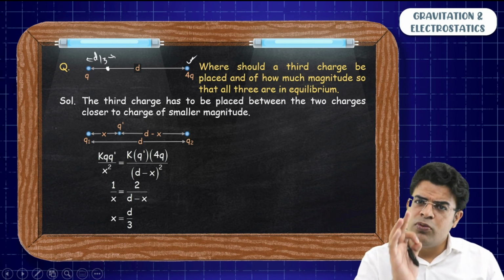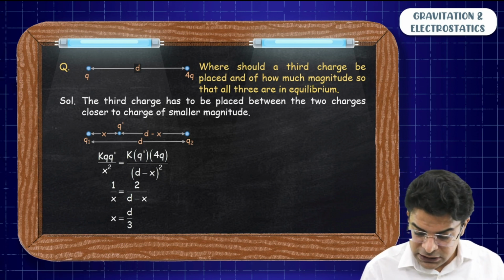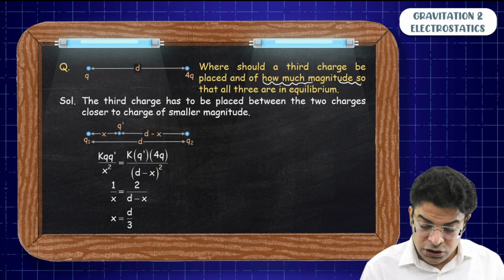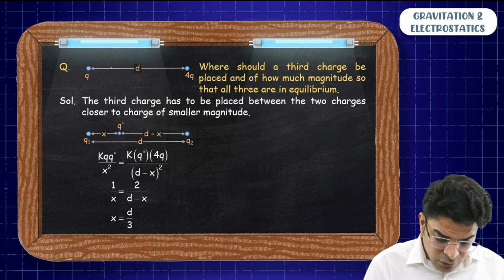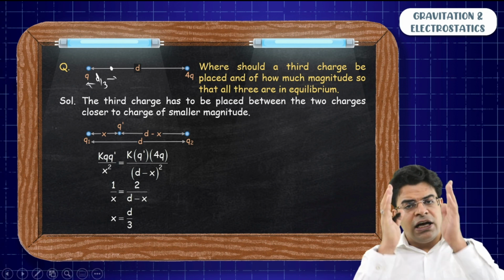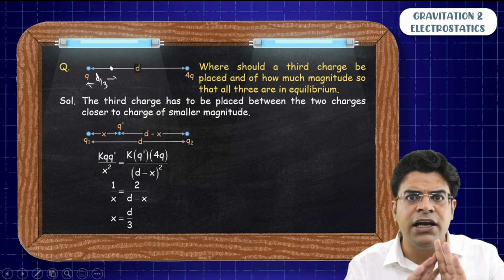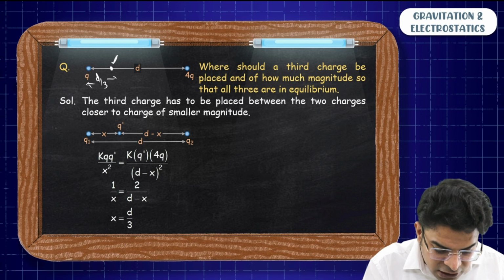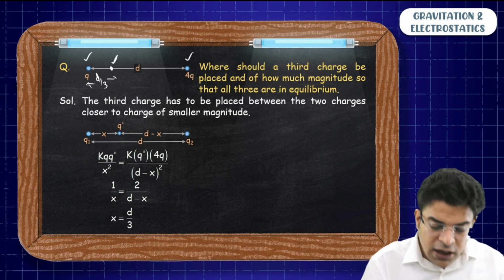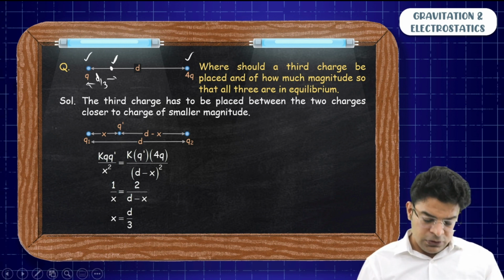But there is one more catch in the question. The question is, and how much magnitude so that all the three are in equilibrium? If you place one more charge here at distance d by 3, no matter how much charge you are placing at distance d by 3, it will experience no force. But they are saying how much charge should be placed here so that even these two are in equilibrium. So sir, what to do?